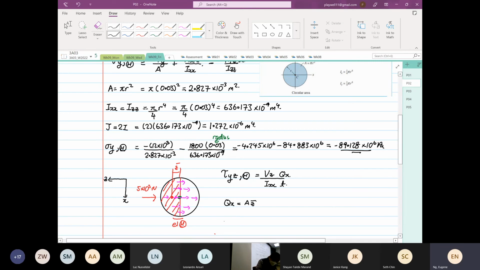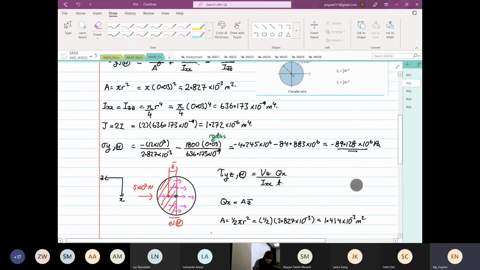So the area is equal to half pi r squared. We did pi r squared before, so this is half of 2.827 times 10 to the power minus 3. So 0.5 times 2.827 times 10 to the power minus 3 is equal to 1.4135, or 1.414 times 10 to the power minus 3 meters squared.